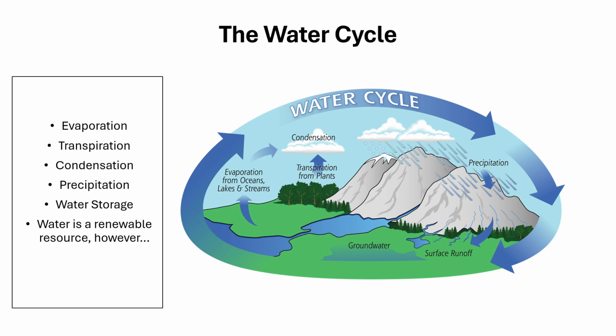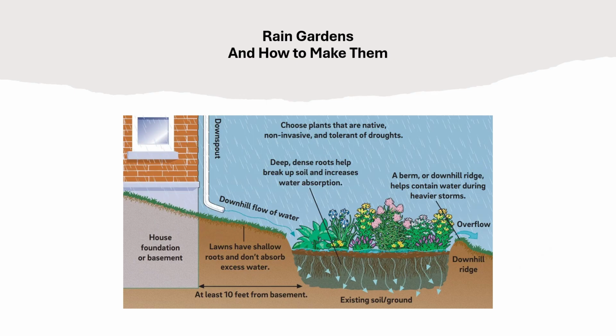If we disrupt the natural cycle by using too much water or taking too much out of our groundwater at once, we can and will run out. To help solve this, we can collect rainwater and help out our edible ecosystem by providing our flooded areas with plants that like water. So let's go ahead and talk about a rain garden.